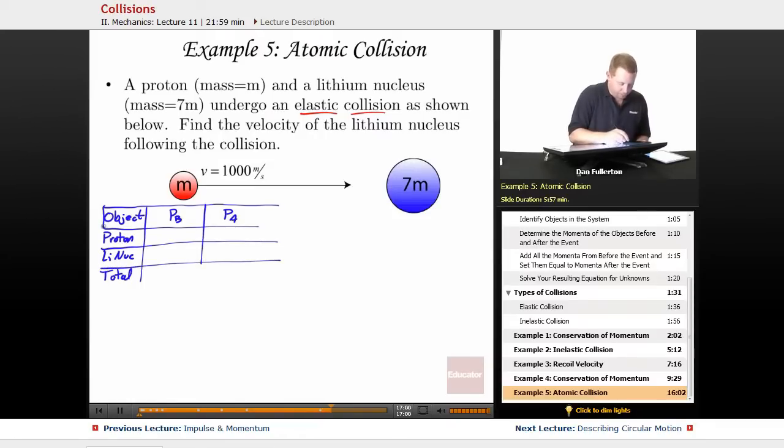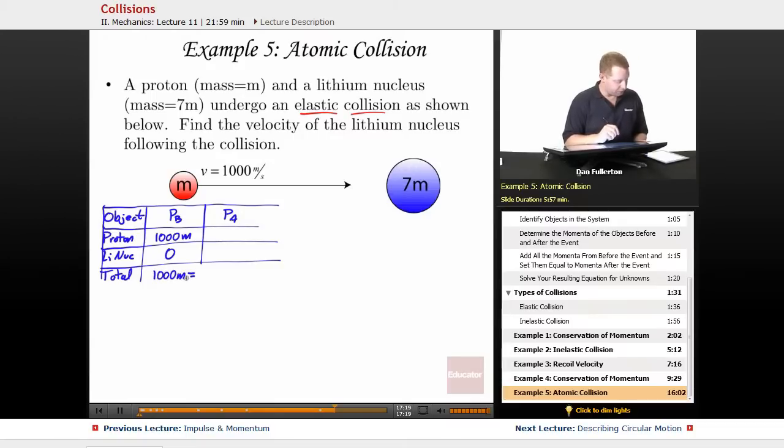All right, for our proton before the collision, it has a velocity of 1,000 and a mass of m, so its momentum must be 1,000 m. The lithium nucleus is just sitting there nice and happy, at rest, 0. So the total before must be 1,000 m.